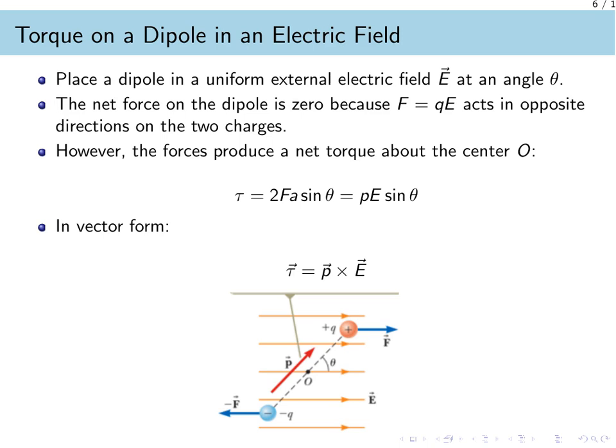The magnitude of this torque is the product of the dipole moment, the electric field, and the sine of the angle between them. In formal vector notation, the torque is the cross product of the dipole moment vector and the electric field vector. This resultant torque tends to rotate the dipole to align its moment with the external field.